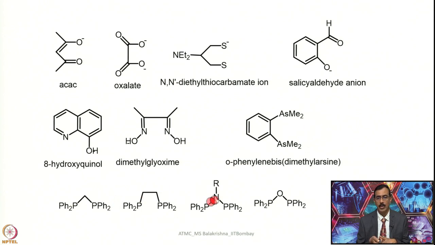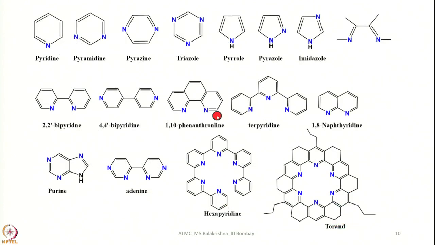And also we have several bidentate phosphine ligands. This is DPPM, diphenylphosphinomethane. It is 1,2 bis diphenylphosphinoethane, and this is diphenylphosphinoamine, and of course here R can be H or any other alkyl or aryl group. And then this is also another interesting oxygen bridged ligand. And of course, as I mentioned, we have plenty of nitrogen based cyclic and acyclic ligands.